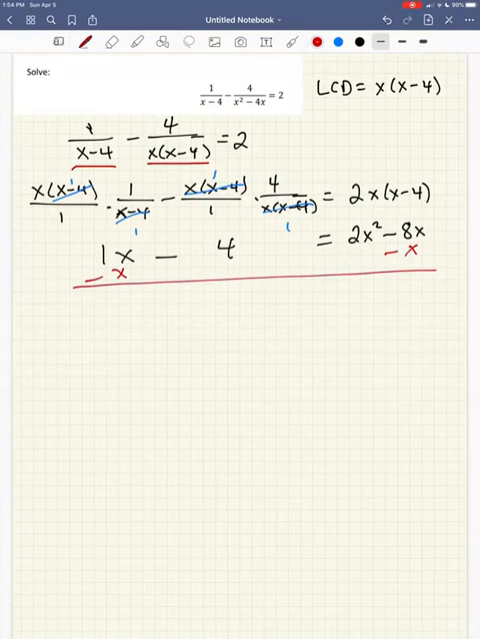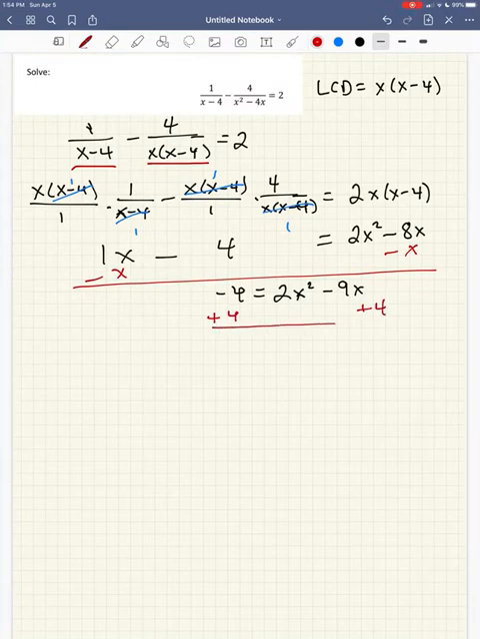If I do that, then I'm just left with negative 4 on the left. And we're going to get 2x squared minus 9x on the right? Negative 8x and negative 1x gives me negative 9x. Now I'm going to get rid of that minus 4, so I'm going to add 4 to both sides. And so what happens then, I'm left with 0 on the left, and I get 2x squared minus 9x plus 4 on the right.